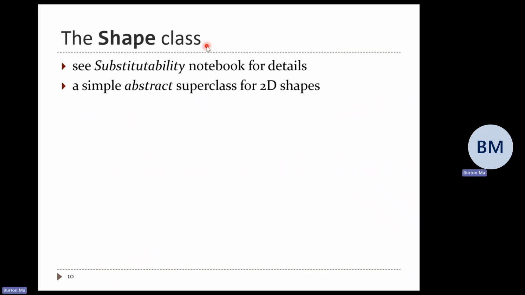Okay, so for the method or constructor preconditions and postconditions, I'm going to use this class called shape, which we haven't seen yet. It's described in that notebook there if you want to read about it. Shape is a new type of class that we haven't seen before. It's what's called an abstract class, and it's the superclass for all 2D shapes that I'm going to talk about today.